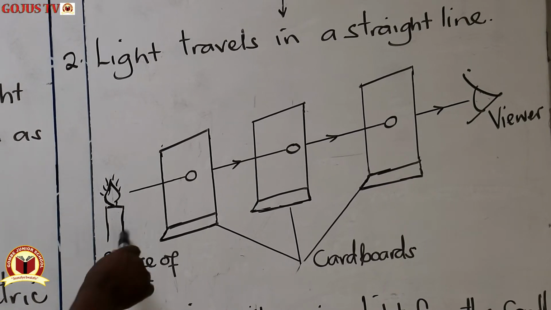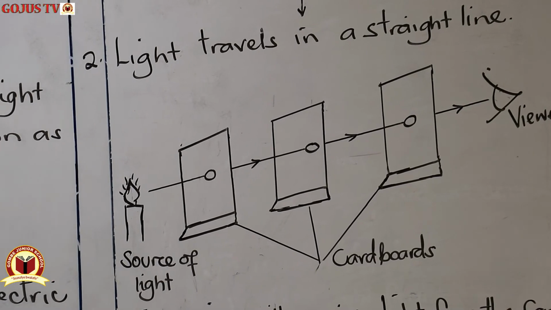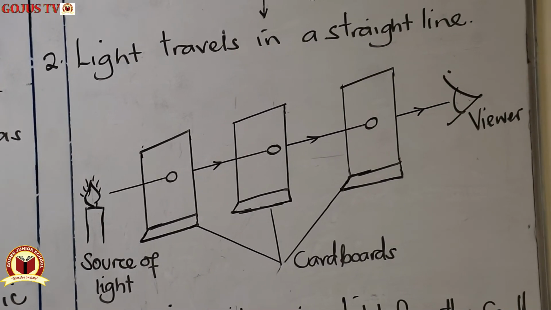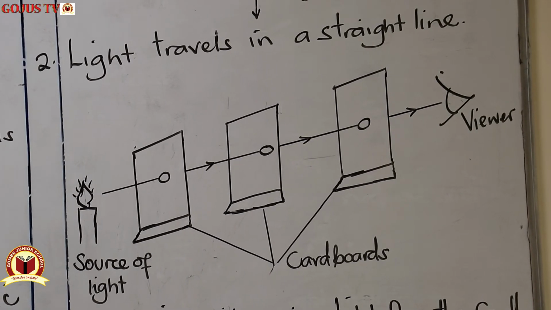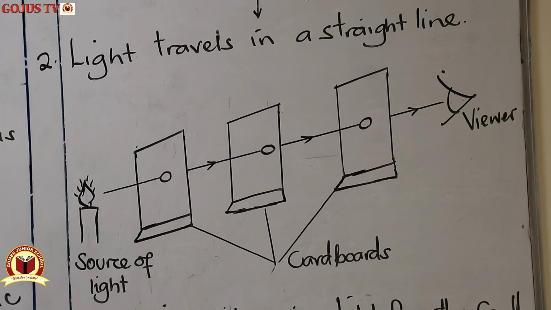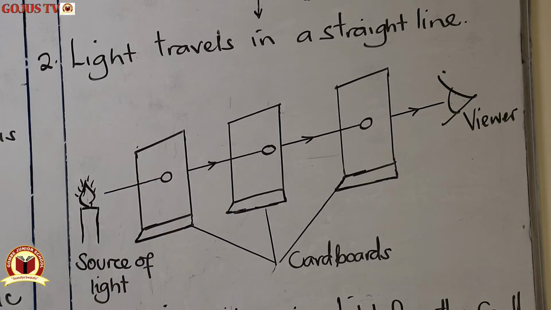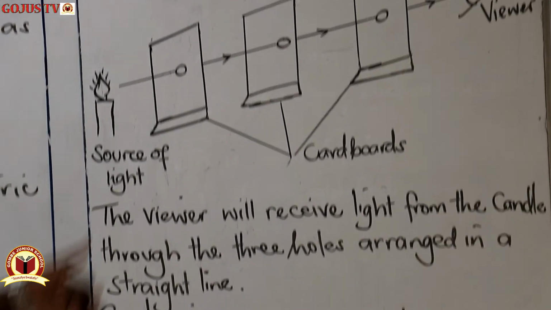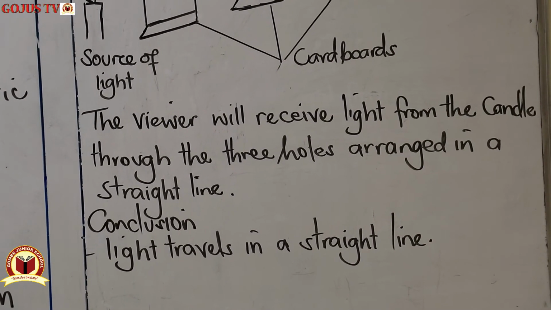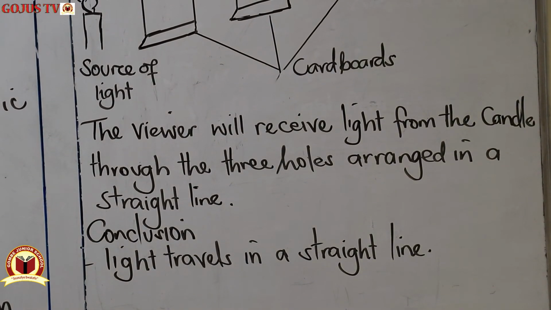So we have the source of light here, which is a burning candle. Then we have these 3 cardboards, which are arranged straight to ensure that the holes put in the middle of each cardboard are parallel to each other. Then we have the viewer or the observer. The viewer, in this case, will receive light from the candle through the 3 holes which are arranged in a straight line.